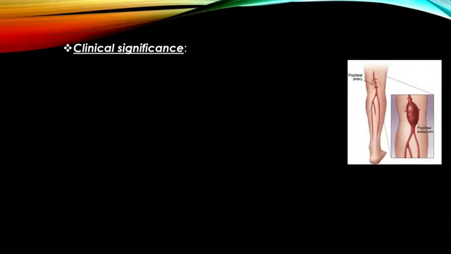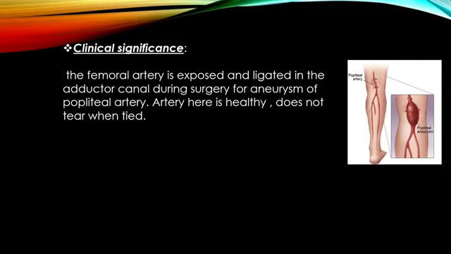So we saw that the femoral triangle is an important part with respect to clinical processes because of the occurrence of some frequent hernias or lymphadenopathy. In a similar way, as I mentioned before, the adductor canal is also an important feature of the front of the thigh. The clinical significance is such that the femoral artery is exposed and ligated in the adductor canal during surgery for aneurysm of the popliteal artery. The artery here is healthy and does not tear when tied.